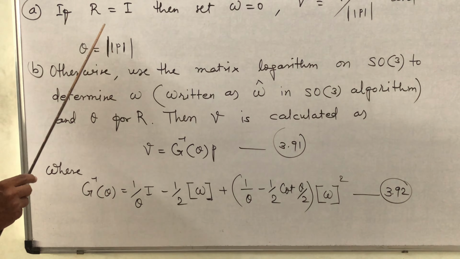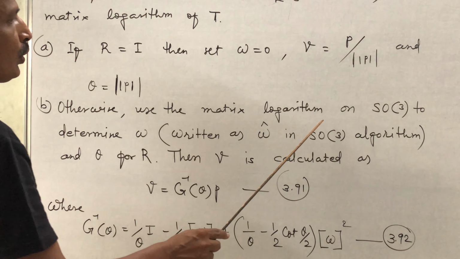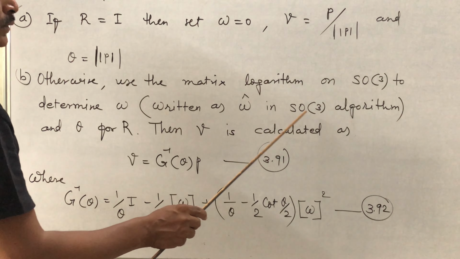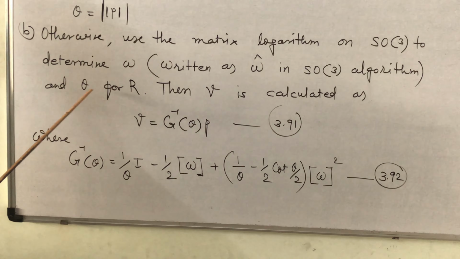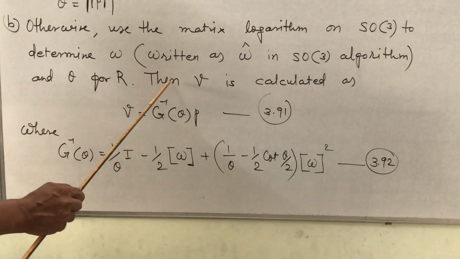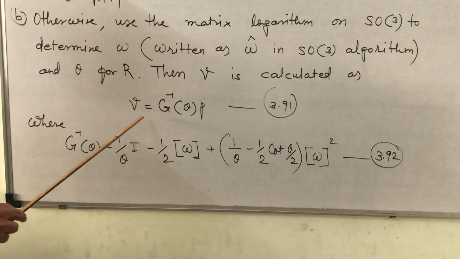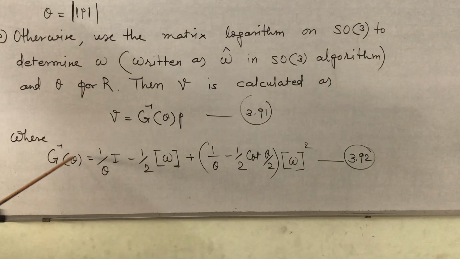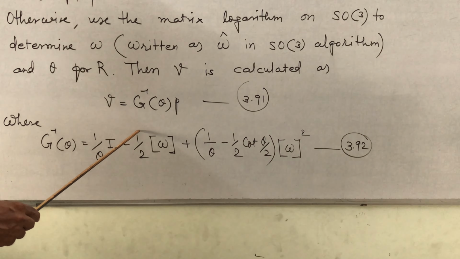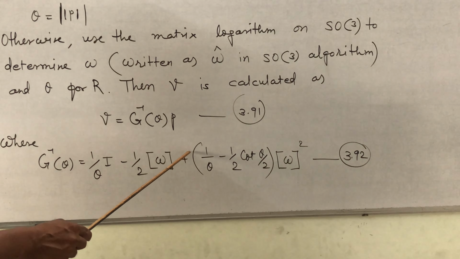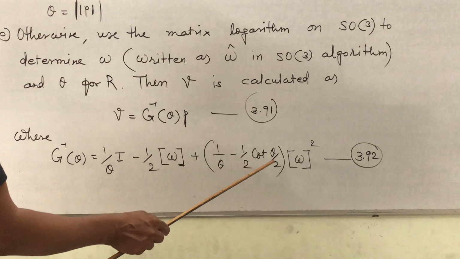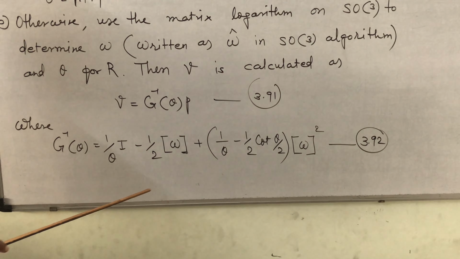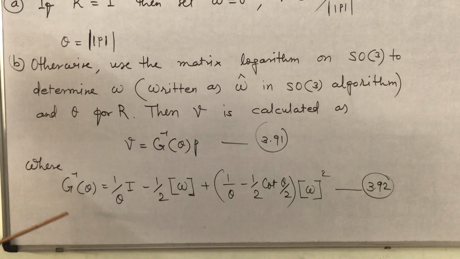B. Otherwise, if R is not equal to I, use the matrix logarithm on SO(3) to determine omega, written as omega hat in so(3), and theta for R, the rotation matrix. Then v is calculated as v equal to G inverse of theta times p. Equation 3.91. Here G inverse of theta is 1 by theta times I minus half omega plus (1 by theta minus half cot of theta by 2) times omega squared. Equation 3.92. Now we will give the proof for this. Next.